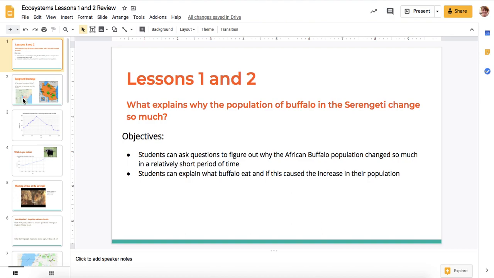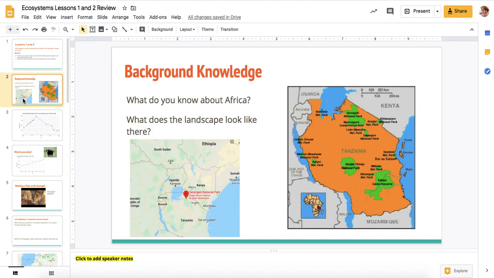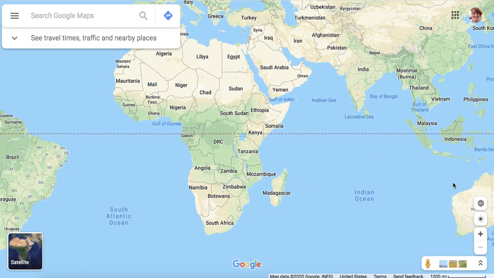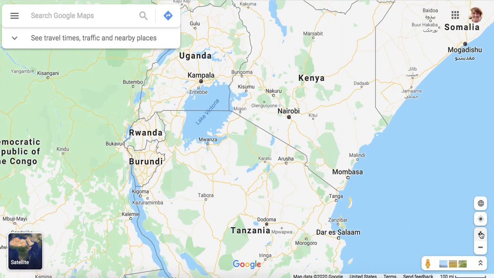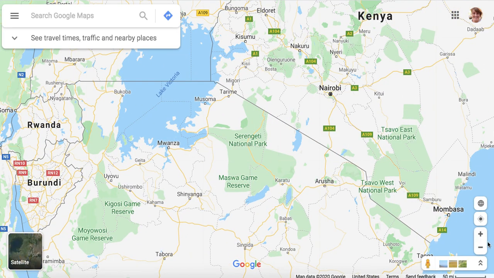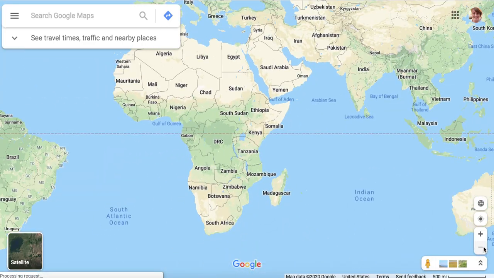We began our investigation with some location information. This unit is going to focus on Serengeti National Park, which is located in Africa. We looked at that in Google and saw that Serengeti National Park is located in Tanzania, which is on the central east coast of Africa.